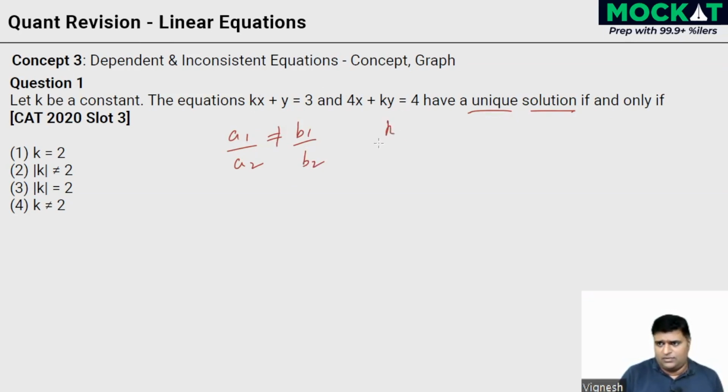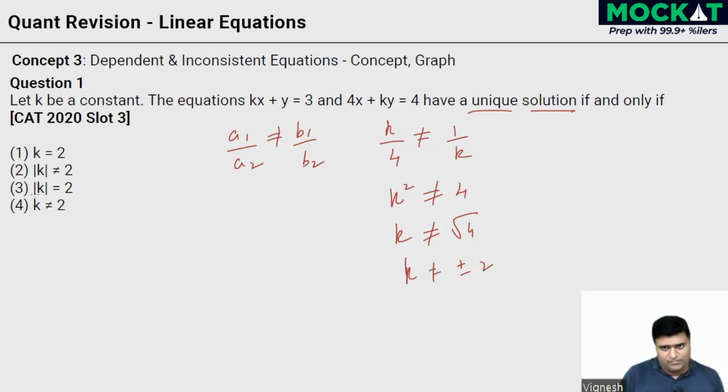When is that going to happen? K by 4, right? That's the ratio of the x coefficients. K by 4 is not equal to 1 by k. Okay, so then cross multiply. K square is not equal to 4. So k over here is not equal to root of 4. And what is the root of 4? Plus or minus 2. K should not be equal to plus 2 or minus 2, right?